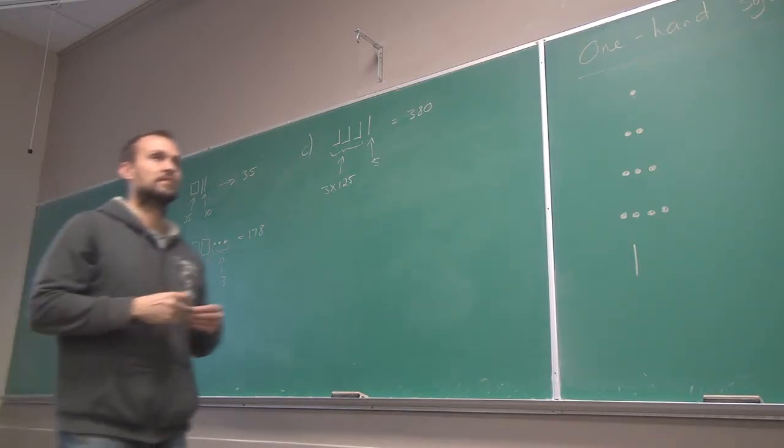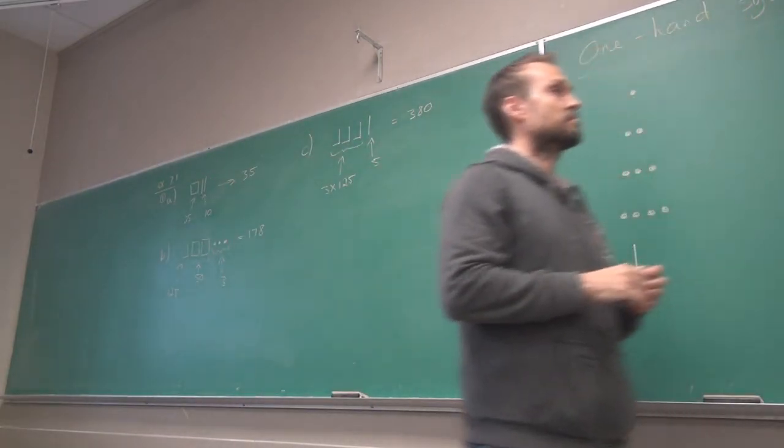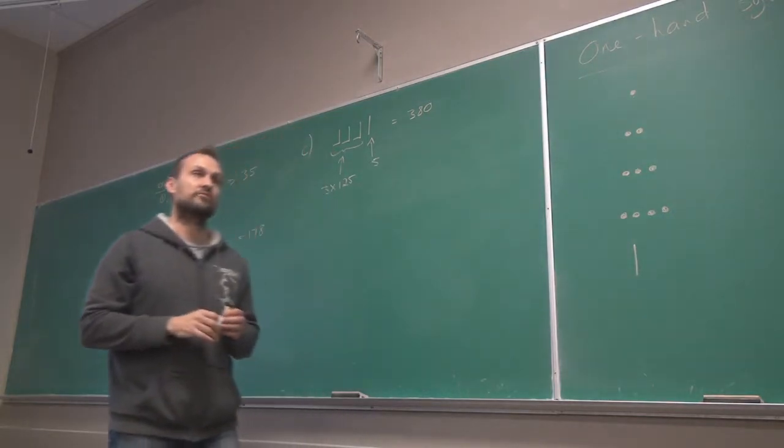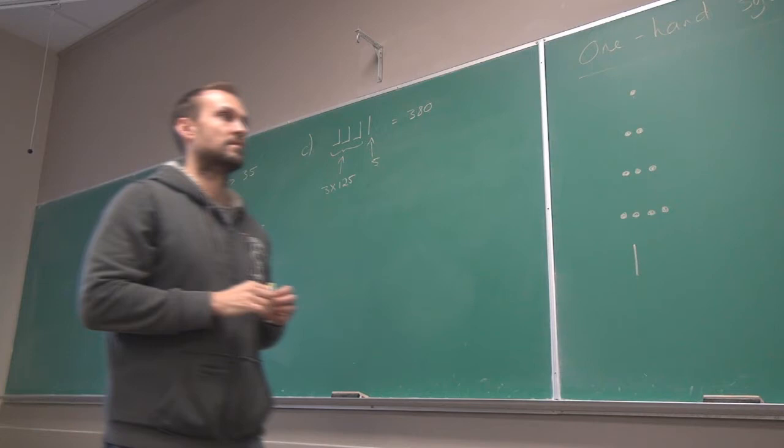Why isn't the backwards L 145? 125. But why is it? Because it's only 5 groups of 25. And you don't include the 5 fingers and the 4.